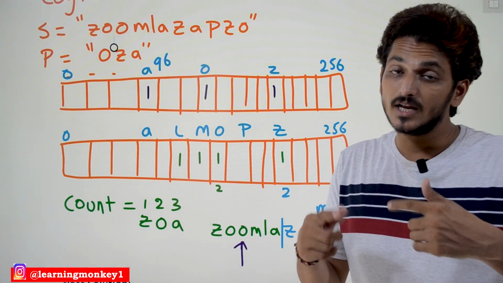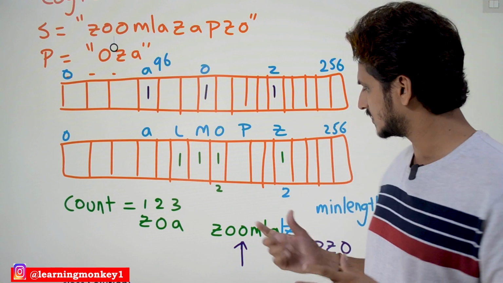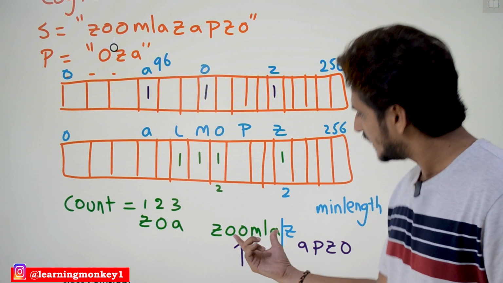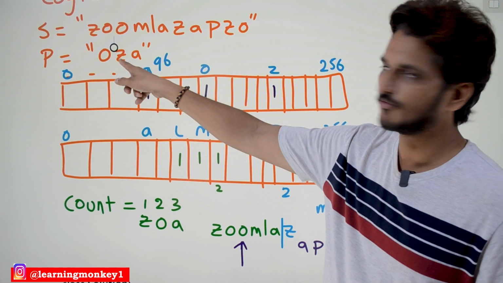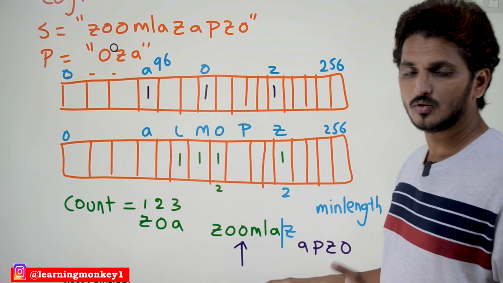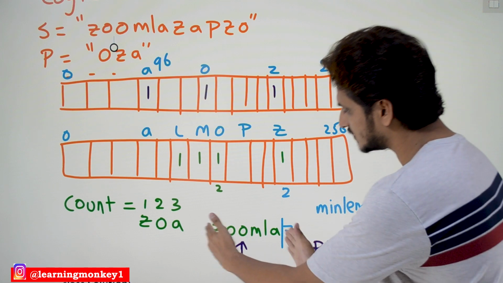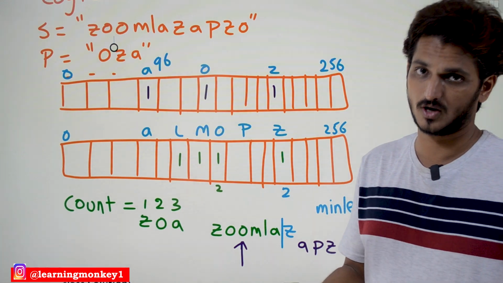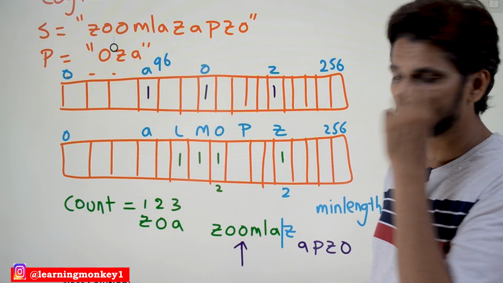So whenever, see here, you need to identify the minimum length. This is not the case, we are not going to stop here. Whenever you find all the characters, when the count is equal to the length of P, what we have to do here is identify a procedure to reduce the size of the window. Is it possible to reduce the size of the window or not? If it is possible, reduce the size. How are we going to reduce the size?